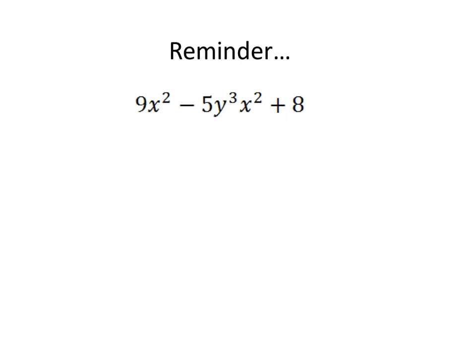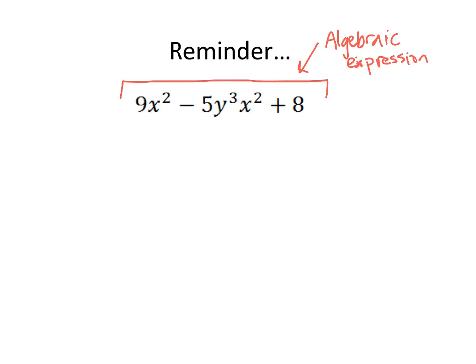Okay, and just so we have a reminder of some of the things that we've been working with, let's take a look at the following expression. Now the key piece to understand is that this entire thing is an algebraic expression. It's not an equation because it doesn't have an equal sign, and it also has some parts to it. And those parts are terms. If we look at each individual one, we have 9x squared, negative 5y to the third, x to the second, and then positive 8. Those are the three different terms of this algebraic expression.